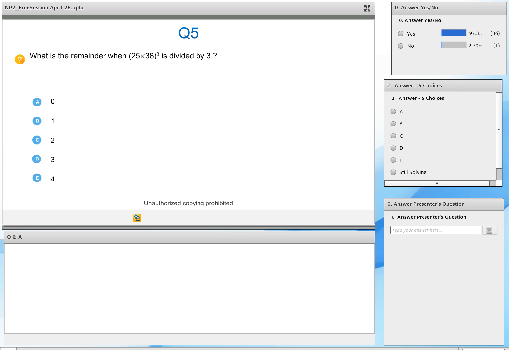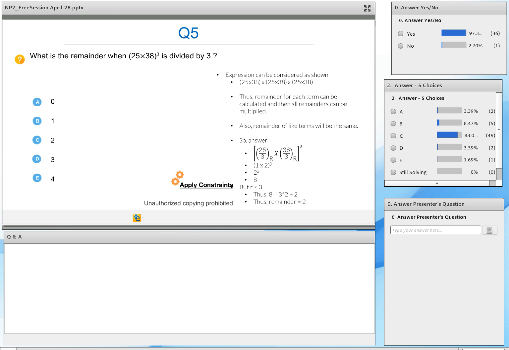All right. So the correct answer here is choice C, which 81% of the class selected. So really good. So let's solve this question real quick. This expression can be considered as 25 into 38 multiplied by 25 into 38 multiplied by 25 into 38. So we can calculate the remainder for each term, and then all the remainders can be multiplied.